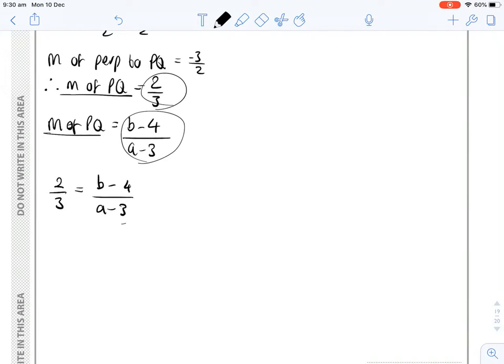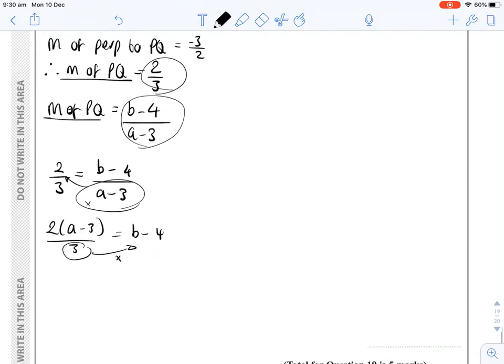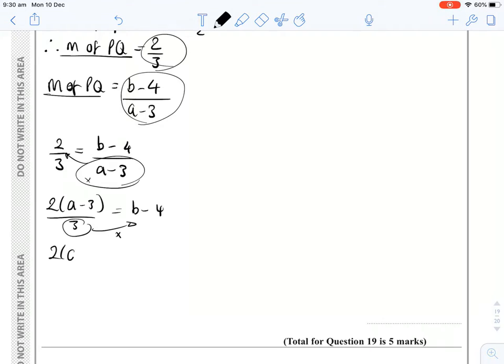What I'm now going to do is take my a take away 3 over to this side, where it becomes a times. So I've got 2 lots of (a take away 3) over 3 is equal to b take away 4. I'm then going to take my 3 over to this side where it becomes a times. And we've got 2 lots of (a take away 3) is equal to 3 lots of (b take away 4). If I expand my brackets now, 2a take away 6 is equal to 3b take away 12.